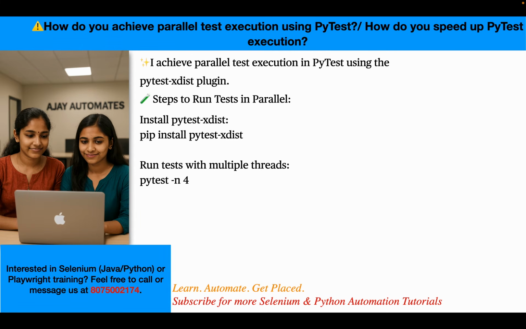So how do you achieve parallel test execution using PyTest? Or this question can be asked like, how do you speed up PyTest test execution? We can achieve parallel test execution by integrating the pytest-xdist plugin inside our automation framework. At runtime we provide a command like pytest -n followed by the number of parallel executions your test cases should run with. In this case I have provided 4, meaning 4 parallel threads will be running.